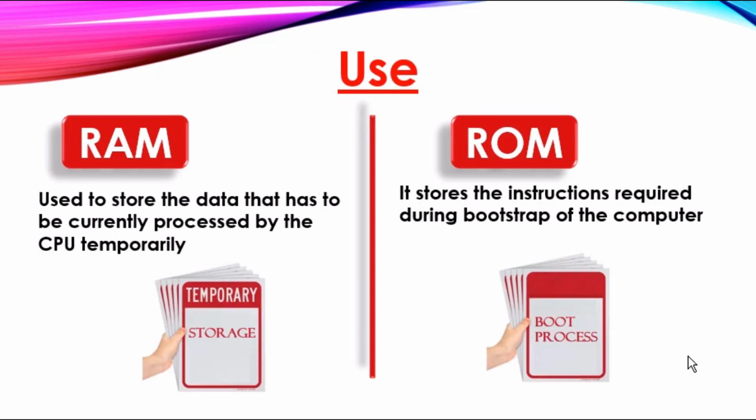Going to the fourth difference, we base our difference on the use. The RAM is a temporary storage that stores programs and data currently being used by the CPU, while the ROM, that is the read-only memory, on the other hand, stores or contains the instructions that help the computer to boot up. That is the process of turning on a computer.